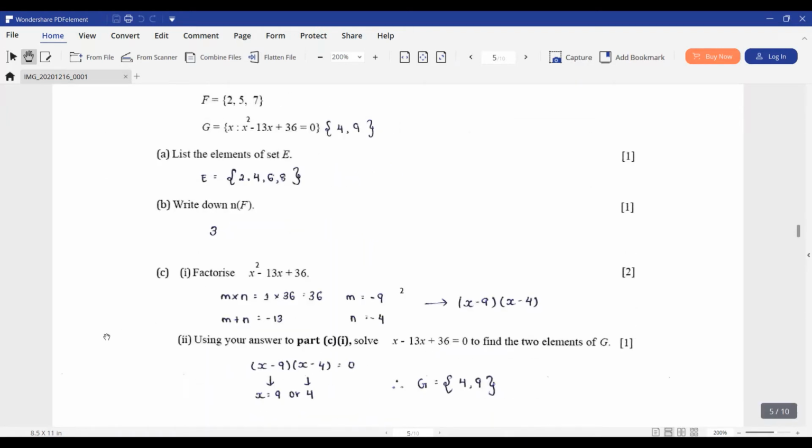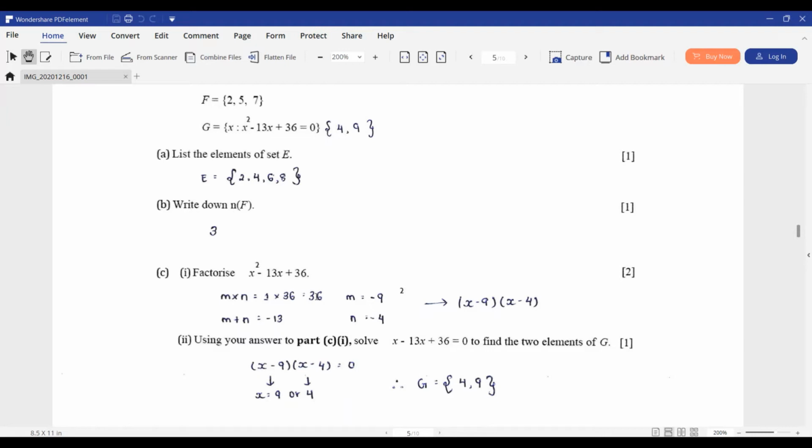Okay, part C, Roman 1. Factorize x squared minus 13x plus 36. So basically this is a quadratic expression, and we're going to try and factorize it. So factorization, basically use the method called product and sum. So what is the product and what is the sum here? So there are two numbers. When you multiply them together, should give you 36.